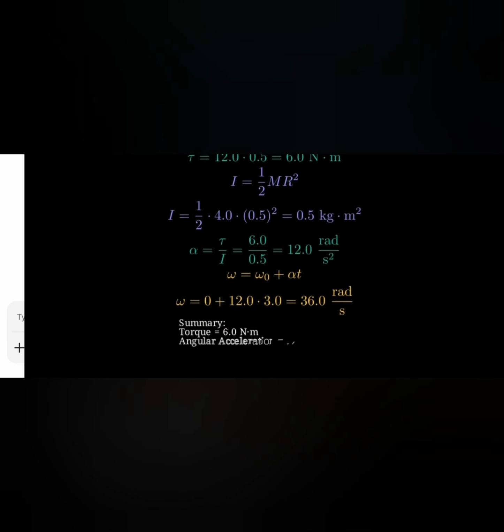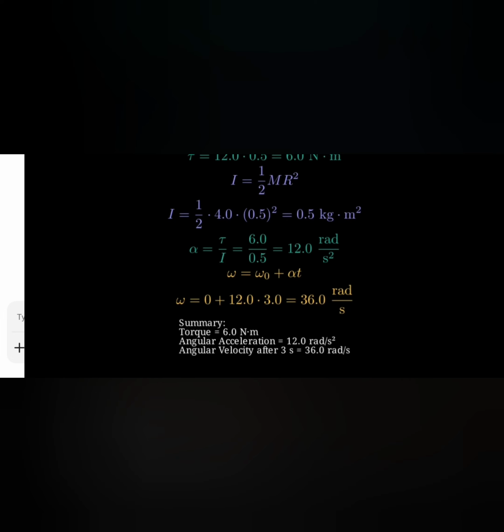In summary, pushing tangentially on a disk gives us 6 Newton meters of torque, which causes 12 radians per second squared of angular acceleration. And after 3 seconds, the disk spins at 36 radians per second.